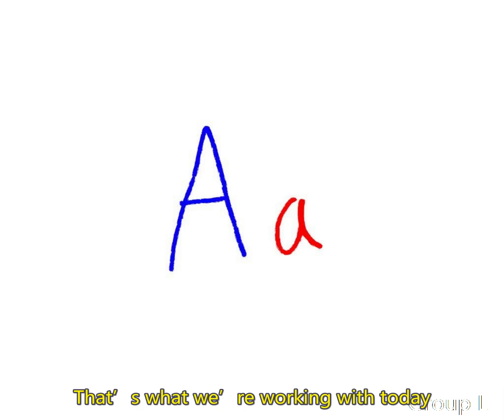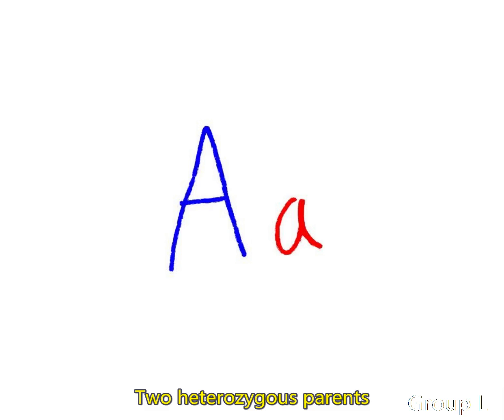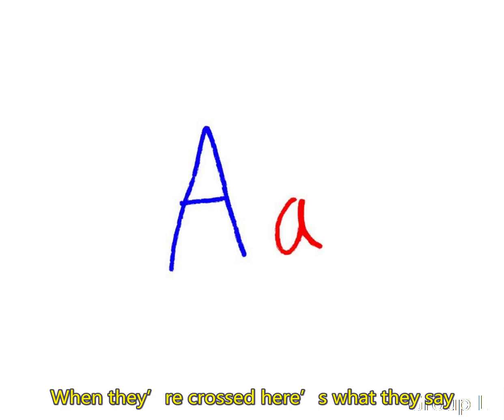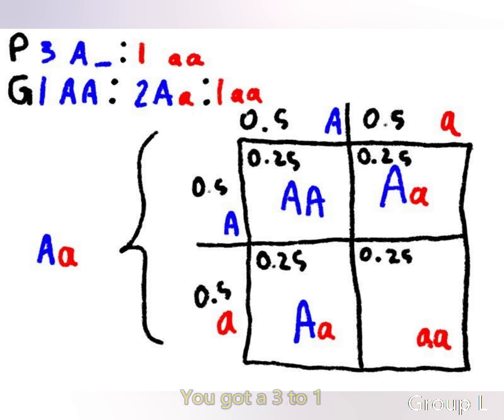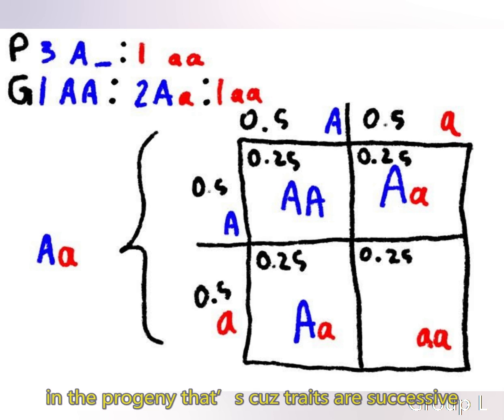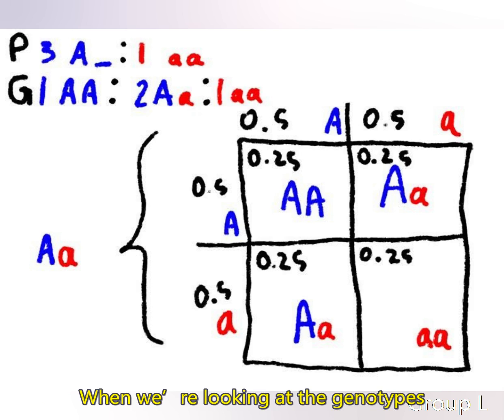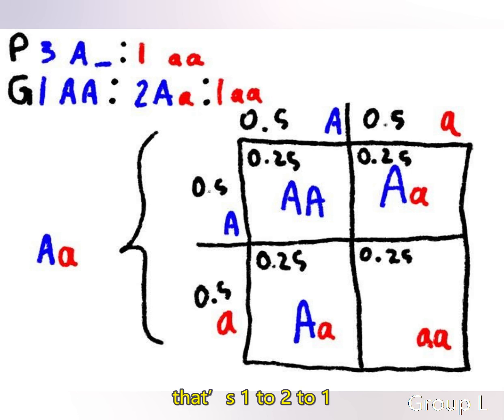That's what we're working with today. Two heterozygous parents, when they cross, here's what you get. You get a 3 to 1 ratio of dominant to recessive phenotypes in the progeny; that's called the traits are segregating. When we are looking at the genotypes, that's 1 to 2 to 1. I'll show you how I got that, and it's really kind of fun.